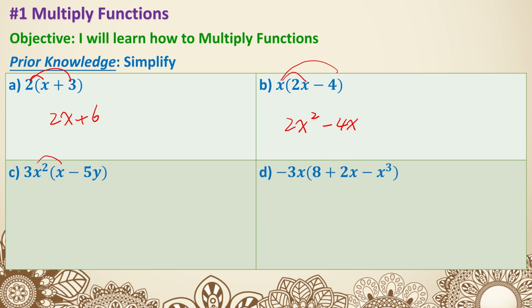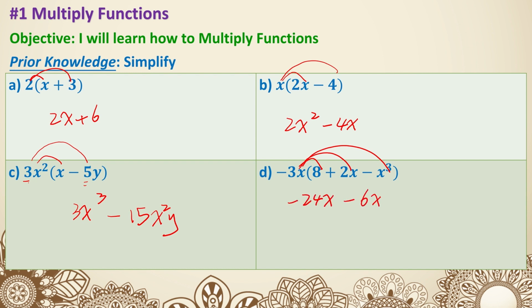Next one, 3x squared times x, that gives an extra x, which becomes 3x cubed. Then 3x squared times negative 5y. The numbers multiplied together are going to give you 15. And then the x squared and the y can't be multiplied together, so we just write them next to each other. Next, multiply. We got negative 24x minus 6x squared, then plus 3x to the fourth power.